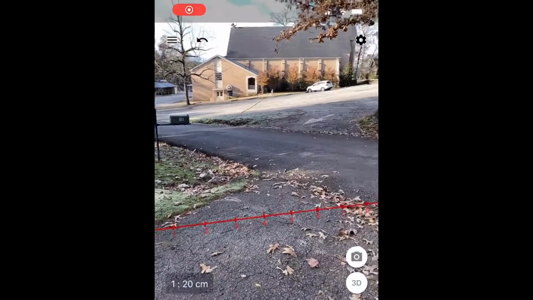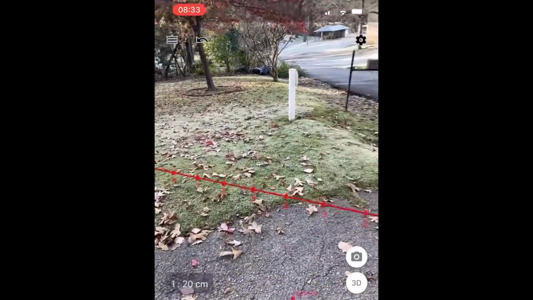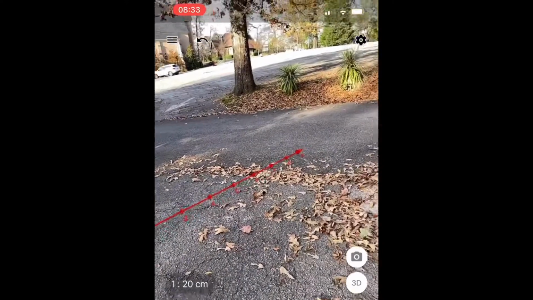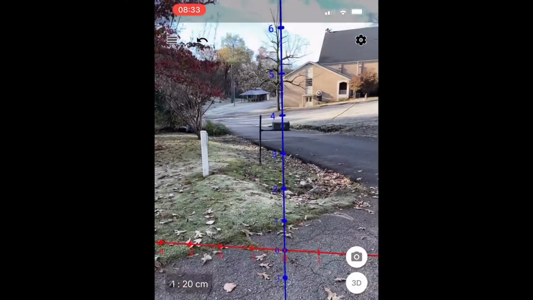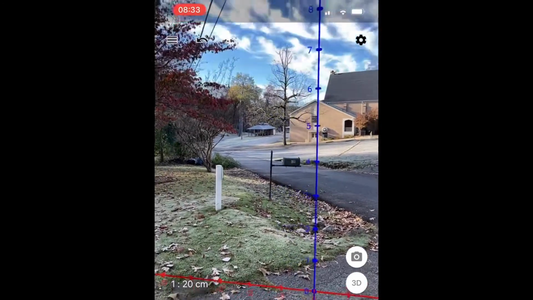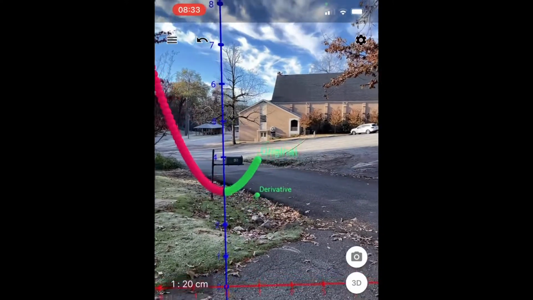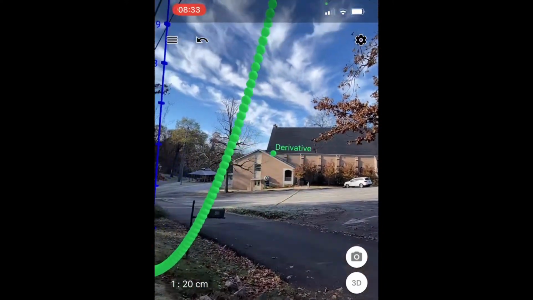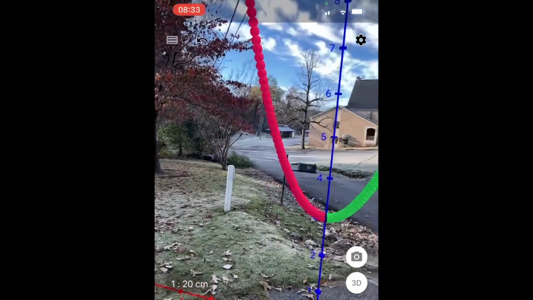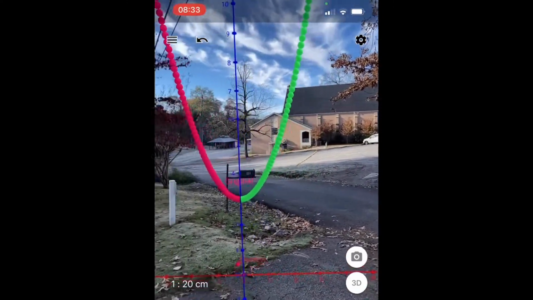Right, so I'm outside on this cold winter morning, and I have a graph, as you can see, and let's go ahead and hit start so I can get to the explanation. So you can see here, I have a parabola being graphed, and if you notice, there's two different colors.